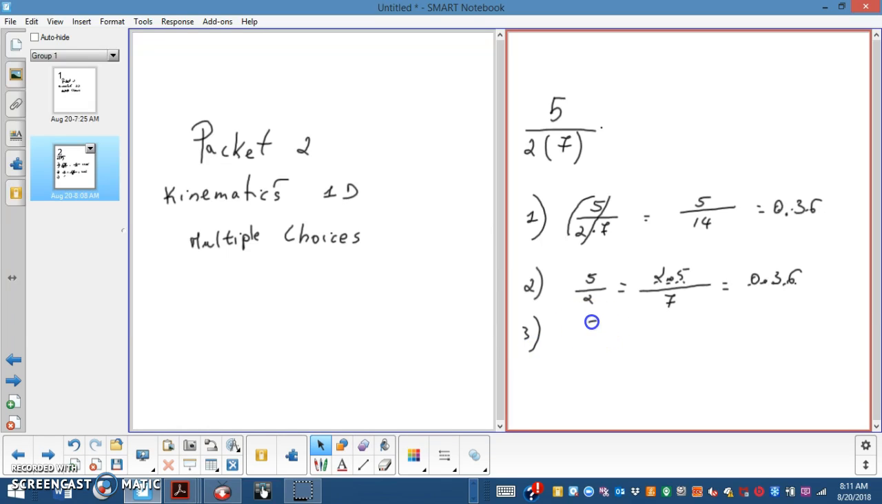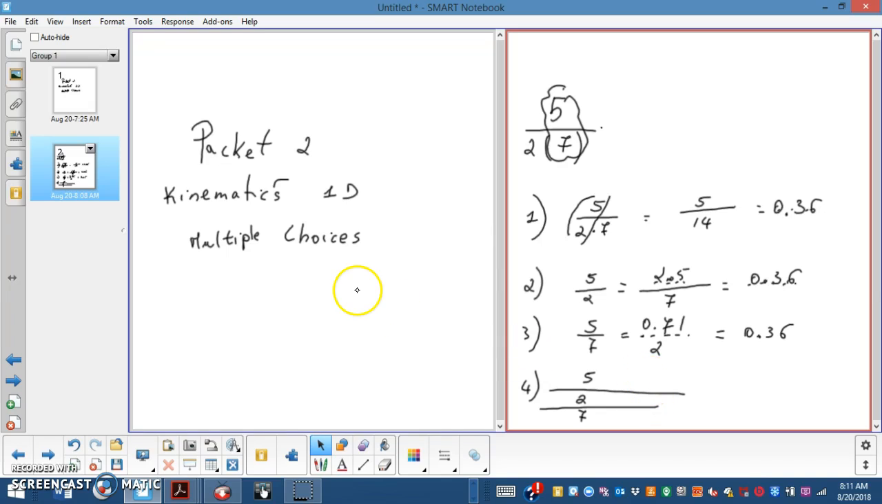Or you can also do 5 divided by 7. So you take this portion here instead, you solve this, and then whatever number you have, you divide it by 2. In this case, 5 divided by 7 is 0.71, which, again, if you divide by 2, will be 0.36. Or you can do what I usually ask you to, which is 5 divided by 2 and divide this one by 7.